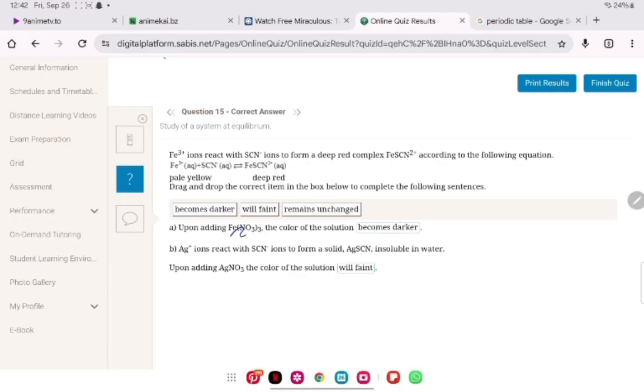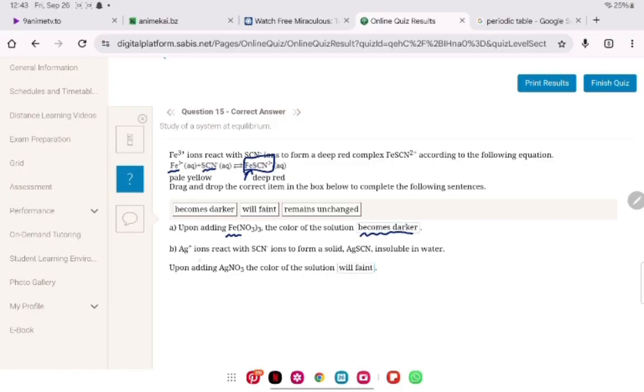So upon adding FeNO3, we have to figure out what happens to the color of the solution. Adding Fe and SCN makes a deep red, which is this. If you add more FeNO3, you focus on the Fe. You're adding more Fe, which will make this darker, like this area. So if you add more Fe, obviously the solution will become darker.